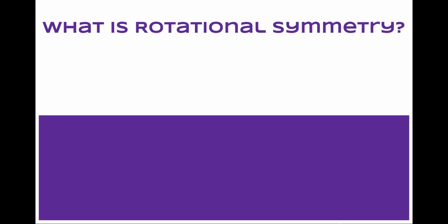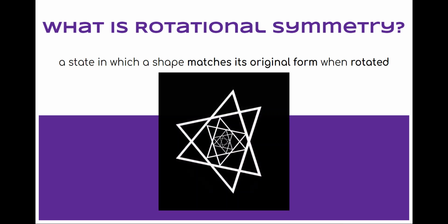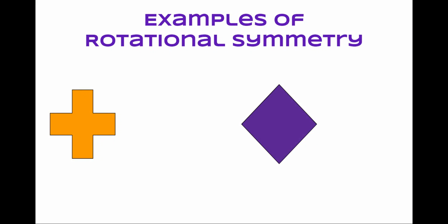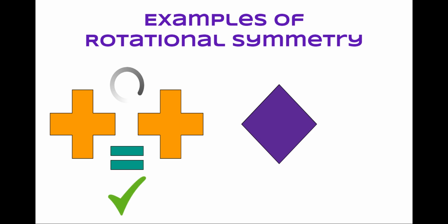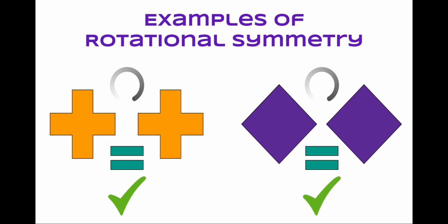So, what is rotational symmetry? Rotational symmetry is a state in which a shape matches its original form when rotated or turned, like these cool triangles here. Let's look at some examples of rotational symmetry, like these two shapes. You could tell the plus sign has rotational symmetry because if I were to rotate it, it would look exactly the same. The same goes for this diamond. If I were to rotate it, it would look exactly the same. Both of these shapes have rotational symmetry.